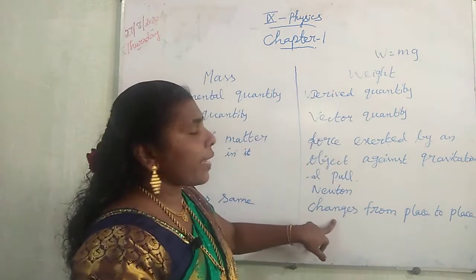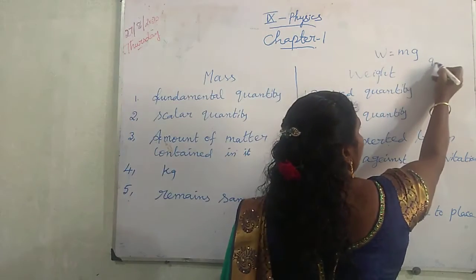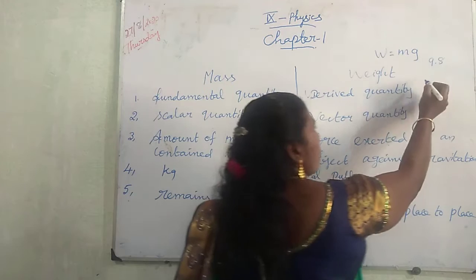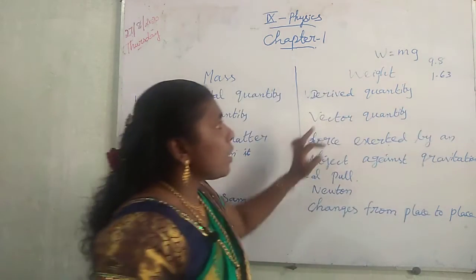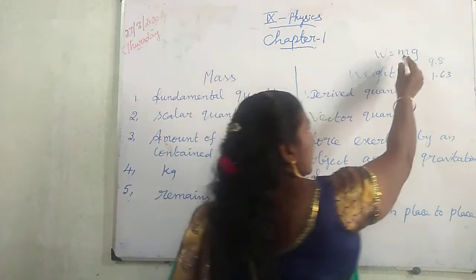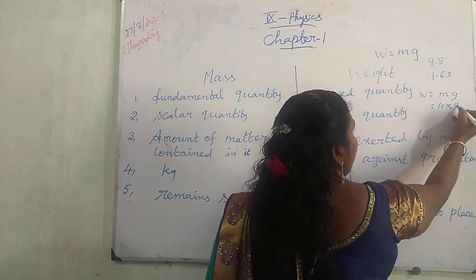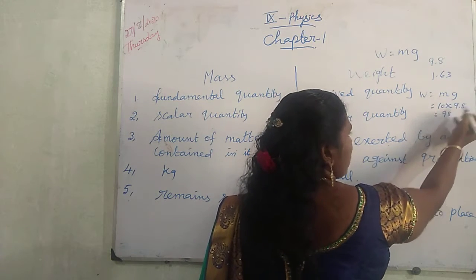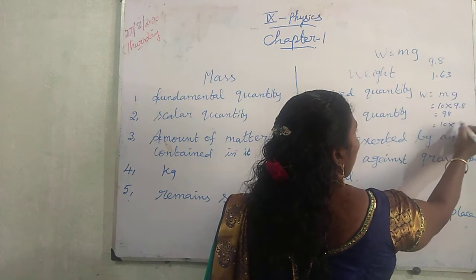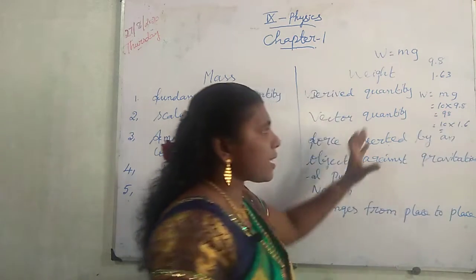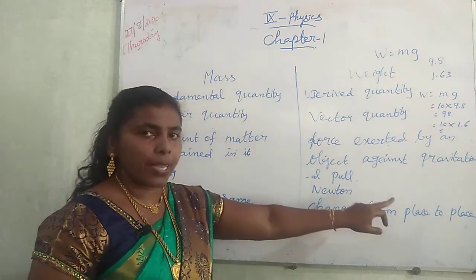Why do we say weight changes from place to place? The acceleration due to gravity on Earth is 9.8. But on the moon, the acceleration due to gravity is 1.63. So just the value will change. Suppose the mass is 10 kilogram. W equal to mg, 10 into 9.8, we get 98. On the moon, 10 into 1.63, the value will be about 6 times lesser than Earth. So the weight changes from place to place.